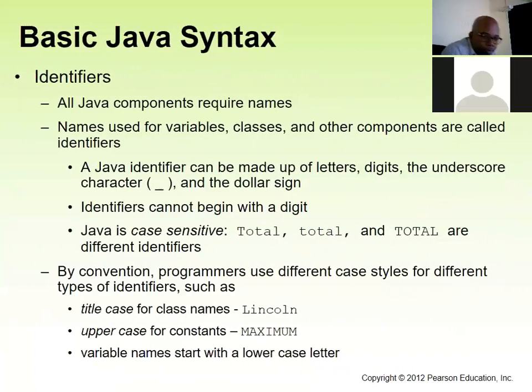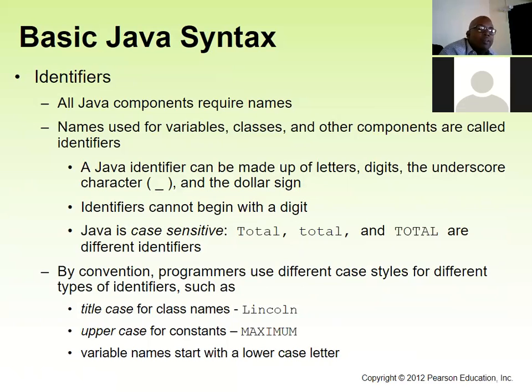Now, in Java, unlike in Python, you have to declare your variables and you have to declare them to be of a particular type. Remember, in Python, it is the point at which you assign a value to the variable that the type is determined. In Java, you have to tell the type before. Right? Now, declaring variables is done by assigning an identifier to it.